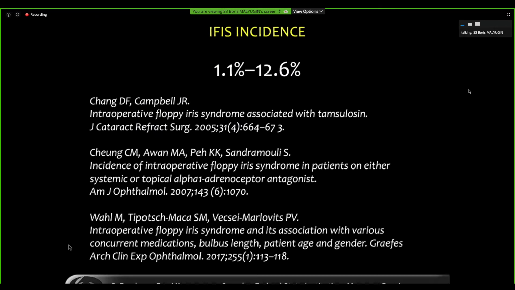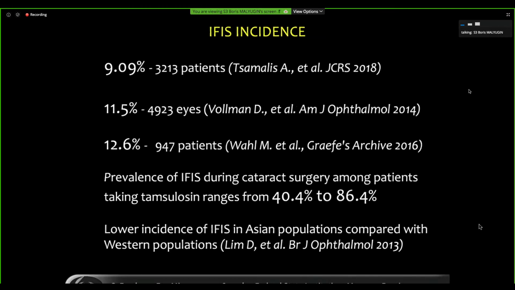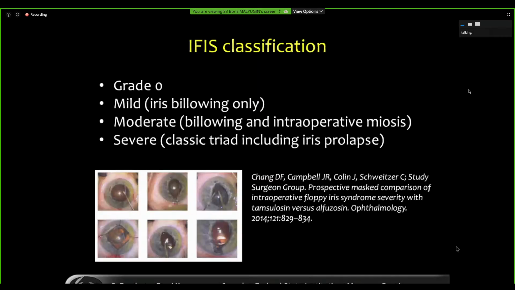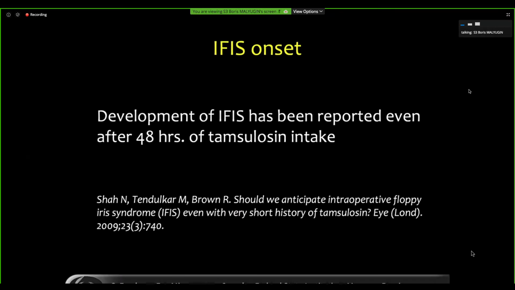IFIS incidence varies significantly from 1.1 to 12.6%, and these are the most recent studies showing a substantial number of patients, from 947 to more than 4,900. So we see that the overall incidence is from 9 to 12.6%, which is quite significant. IFIS can be graded as mild, moderate or severe based on the number of symptoms that we can see.